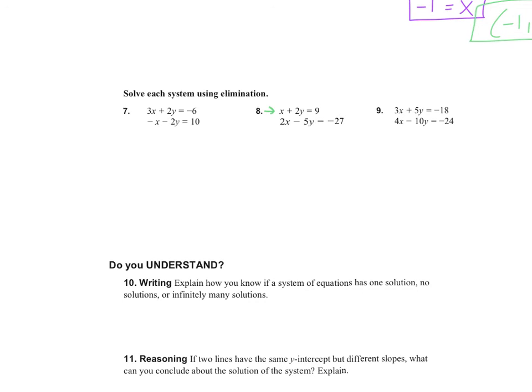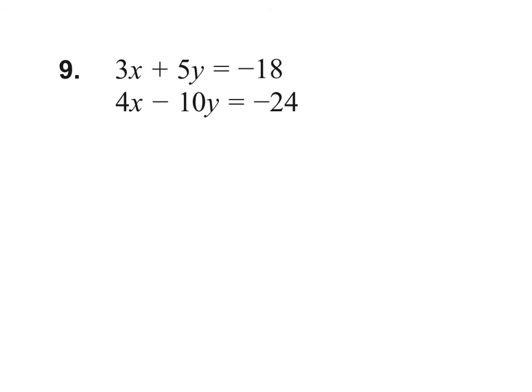So I'm going to do number 9 with you. I would multiply my top equation. Maybe you have this already. What would you multiply that top equation by? Multiply the whole thing by 2, right? So I'm going to distribute that 2 to everything. So it's going to be 6x plus 10y, excuse me, equals, and then 2 times a negative 18 is a negative 36.